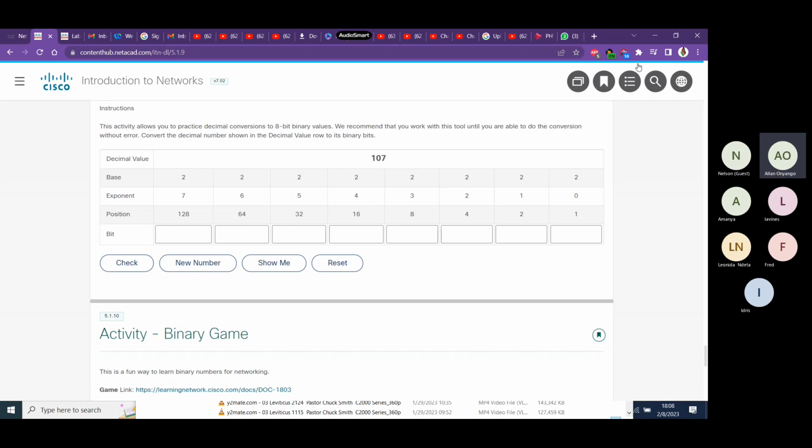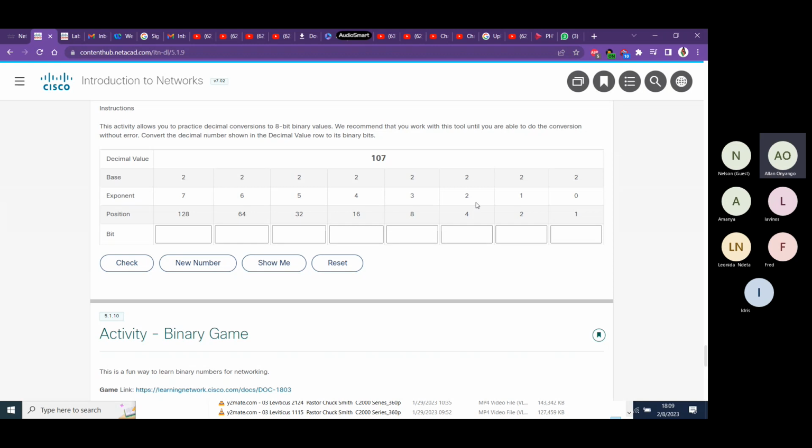Let me give the rules here. We have a number, 107. This number we need to write into binary, and to do that we are going to need a few rules. The first thing is that we are going to compare 107 with each and every multiple of 2. You can see my positional numbers here: 128, 64, 32, 16, 8, 4, 2, and 1.